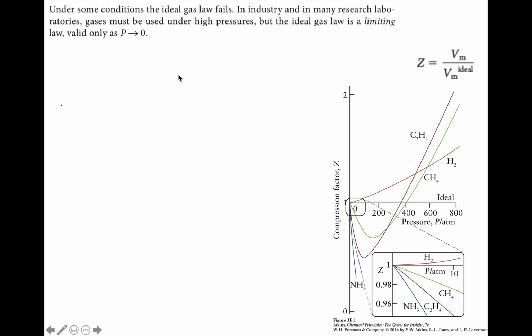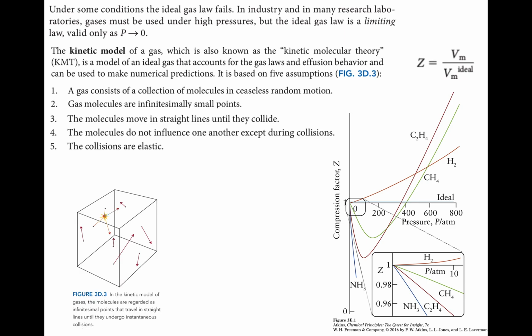That's why it's describing here that in industry and in many research laboratories, gases under high pressure right here begin to fail with this. So it makes me wonder, well, what aspects of the kinetic model that are describing the ideal gas are failing when I'm looking at different gases, when I'm looking at real gases? So out of these, which of these will I keep? Which of these will I get rid of? So first of all, it's definitely an abstraction to say that the gas particles are infinitesimally small points. They're going to have a space that they actually occupy.